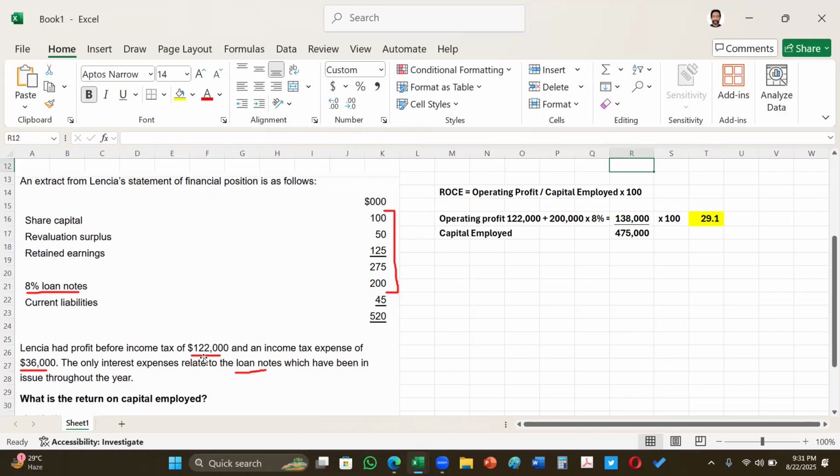Why are we calculating 8% of the 200,000? Because the value of the loan notes is 200,000 and the interest on the loan notes is 8%, and the only interest expense relates to the loan notes. So we multiply this 200,000 by 8%. Okay.